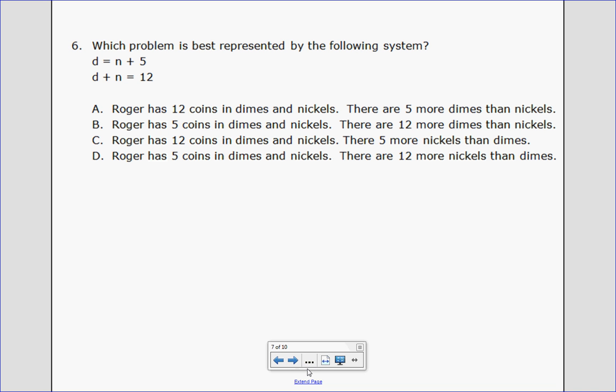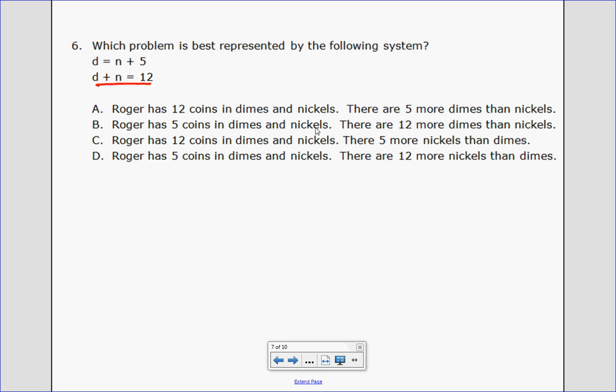Next one. Now look at this problem. This says which problem is best represented by the following system. First off, we're talking about nickels and dimes. Obviously, that's what they're using the N and D for. Roger has 12 coins of nickels and dimes. See, that's what this is saying right here. It's saying the number of nickels and the number of dimes is 12. Good.